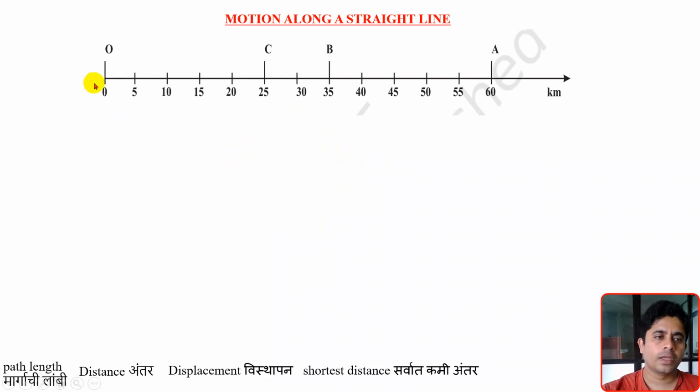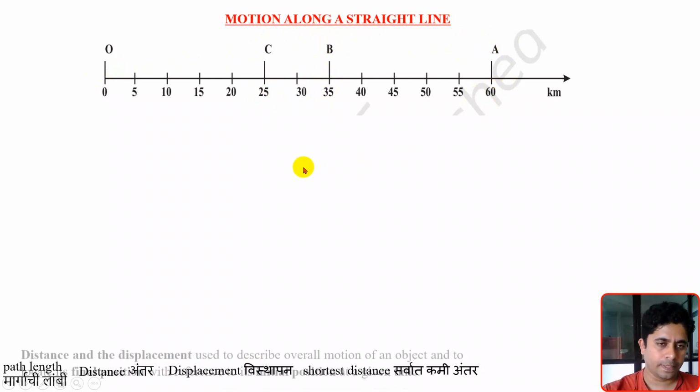What it indicates is that the object has traveled along a straight line. This is a straight line path, and on this path, O is the initial position, or the reference point, or the origin where the object has started the journey, and A, B, and C are the corresponding positions of that object at different instants. C represents 25 kilometer, B represents 35 kilometer, and A represents 60 kilometer.